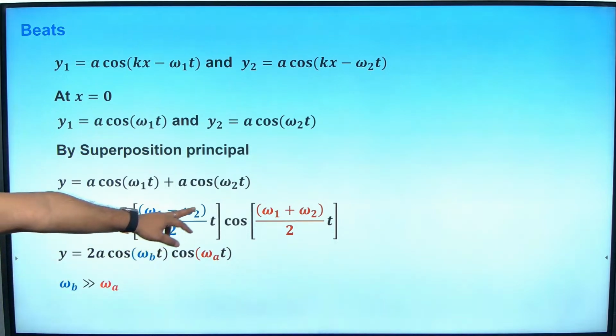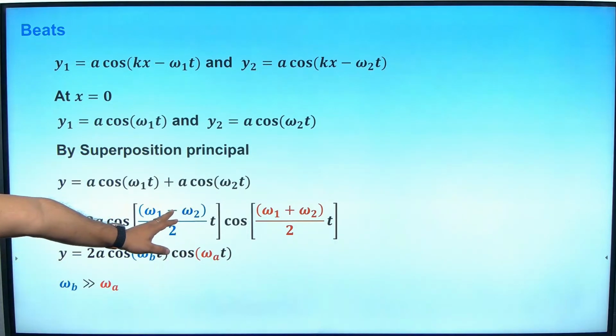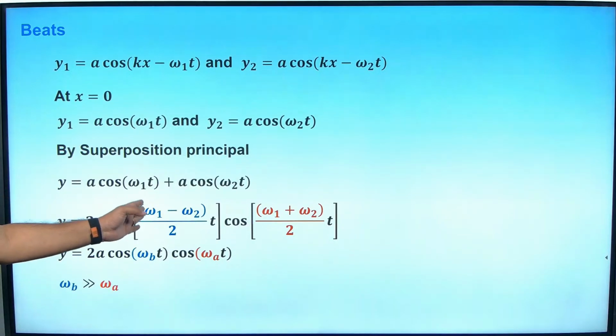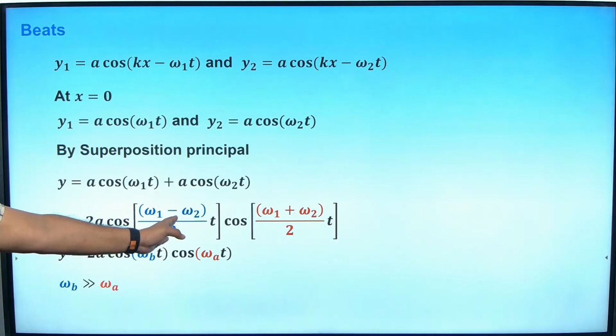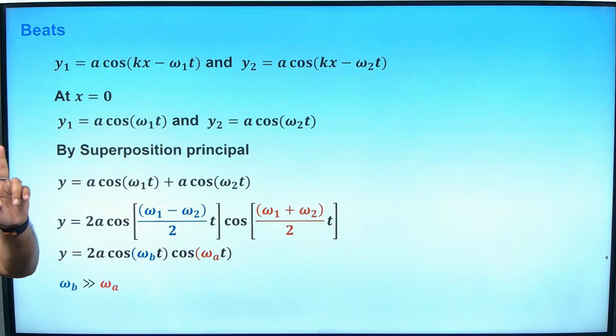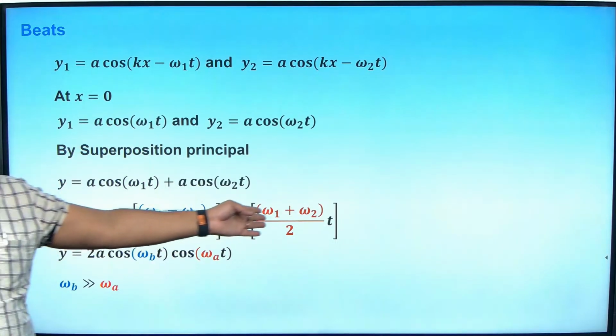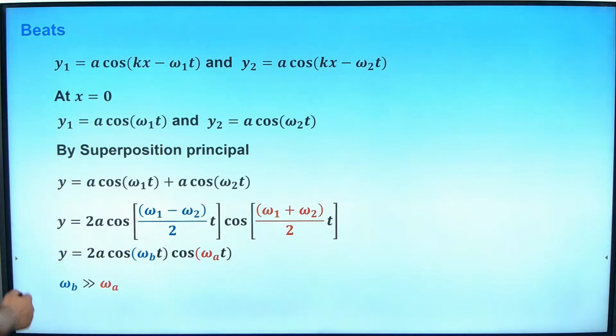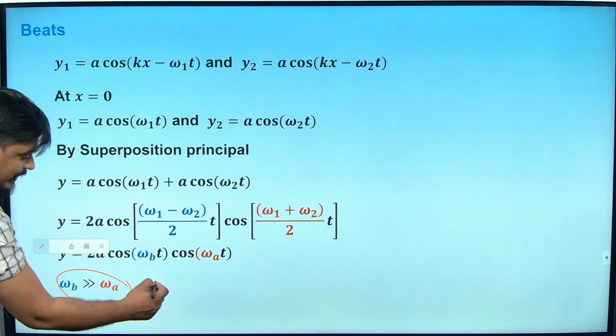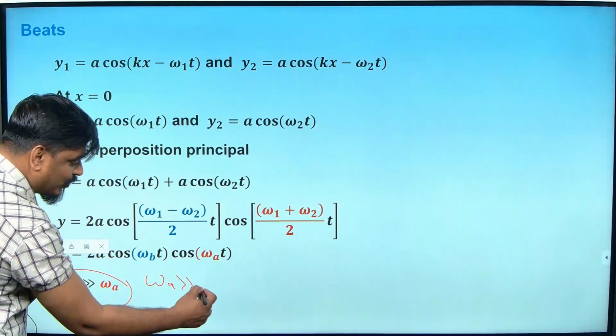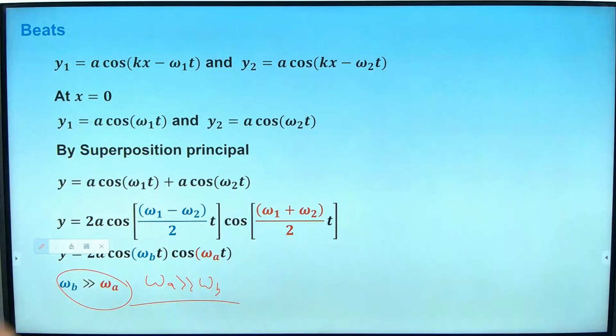Obviously, omega 1 plus omega 2 are very slight, very near values. The difference will be near to 0 actually, isn't it? 400, 402. What will you get? 2 only you will get. 2 by 2 will become 1. Yeah, it is going to be a very small value. So here there is a mistake in writing. This will be omega A is much more than omega B.